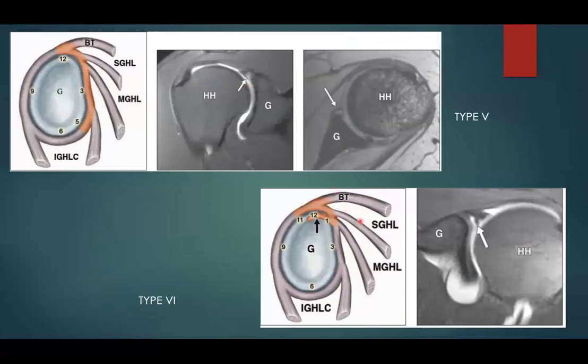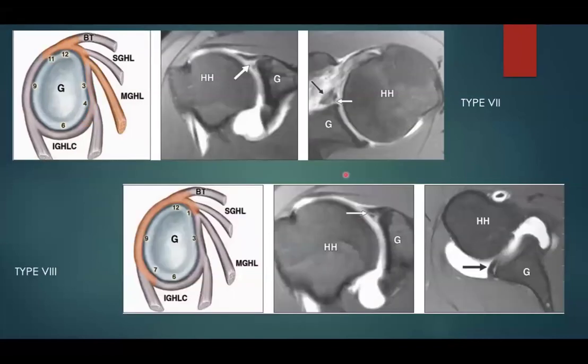Type 6 shows superior labral flap tear extending to the biceps with a small labral fragment partially attached to the superior labrum. Type 7 shows superior labral tear with extension to the middle glenohumeral ligament. MR arthrogram shows the SLAP tear with extension to the MGHL, which has been described.